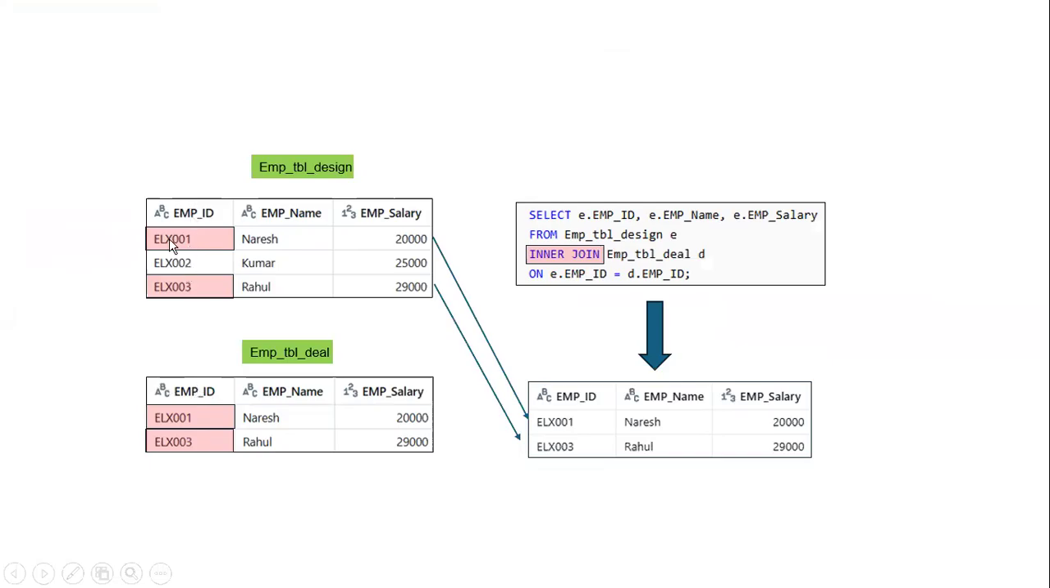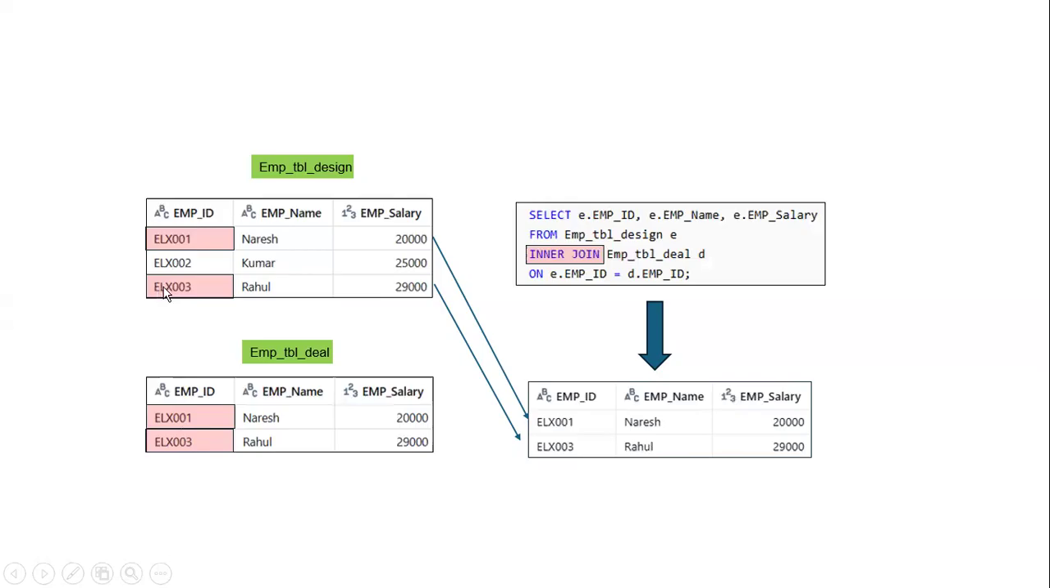First it will check the record ELX001 against the employee_ID column of table 2. Here we have a matching record, ELX001, so it prints ELX001, and that entire row is selected. Why? Because in the select statement I gave all the columns: employee_ID, employee_name, employee_salary. Next it will check the second record, ELX002. We don't have this record in this column, so it will ignore it.